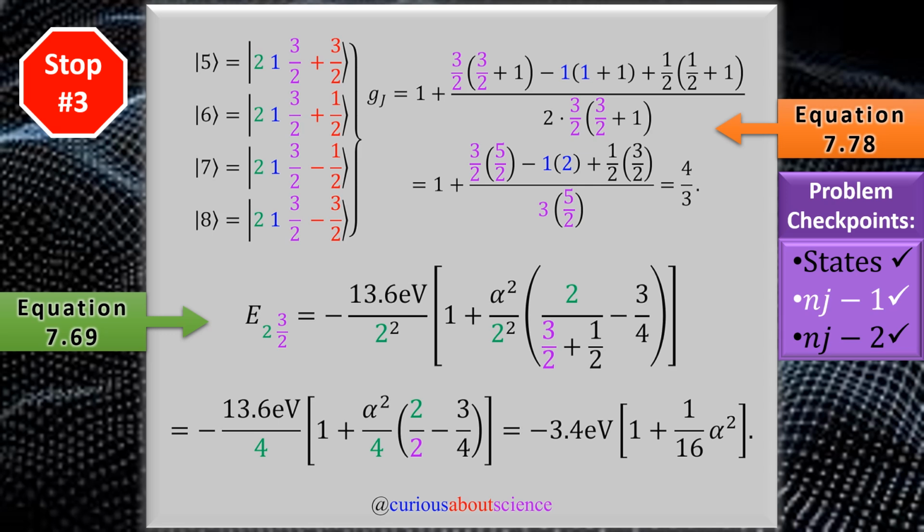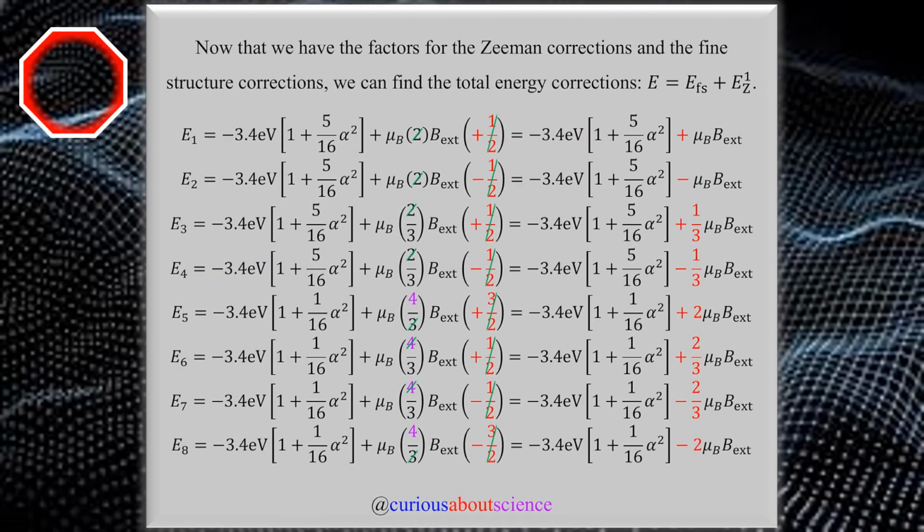For the second set level we see. Now, with all of this, get ready because now we have 8 energy corrections to look at. Let's see what those are. Brings us straight to stop number 4.